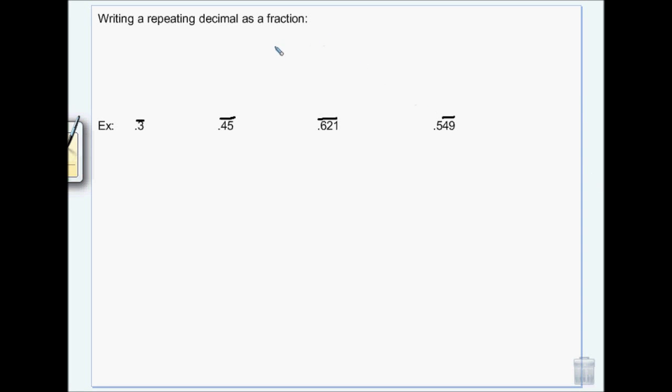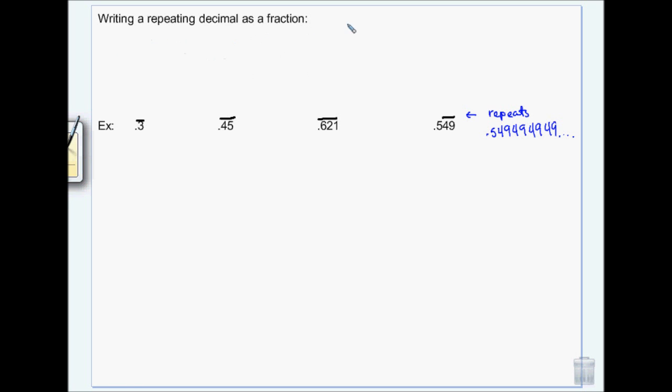Okay, writing a repeating decimal as a fraction is similar to writing a non-repeating decimal as a fraction. You can tell it's repeating because it'll have a line over the numbers, and this line indicates the repetition. So this one, it's just over 49, so this would be 5.49, 49, 49, forever and ever. This would be 0.621, 621, 621, and it goes on forever, it never stops.